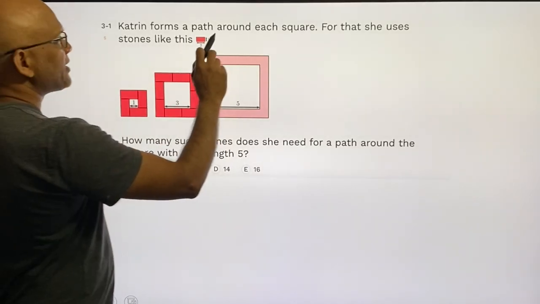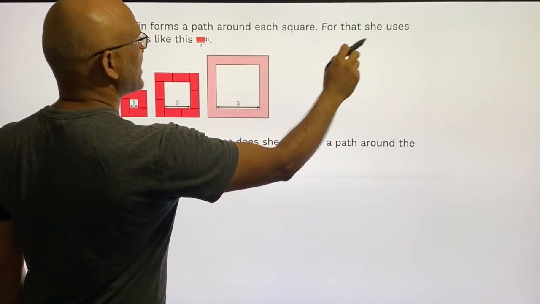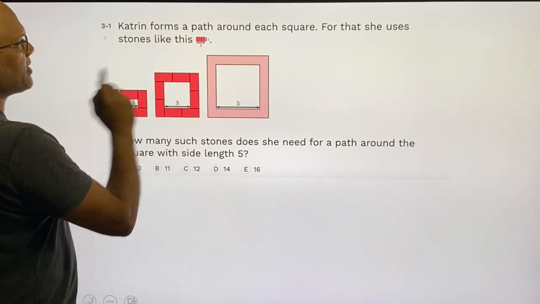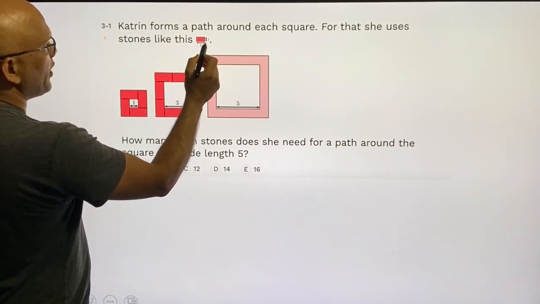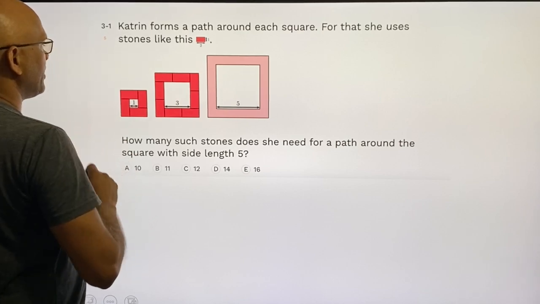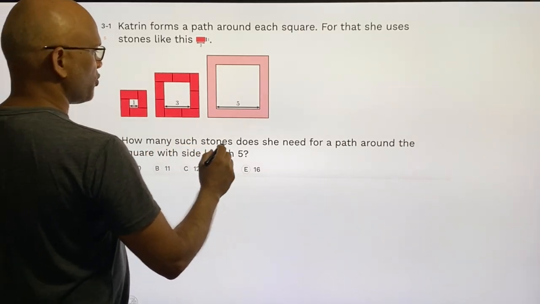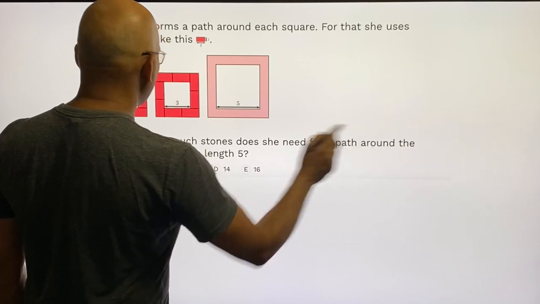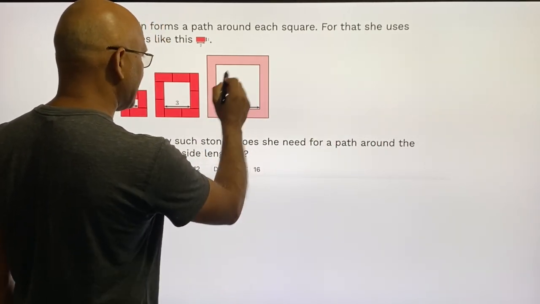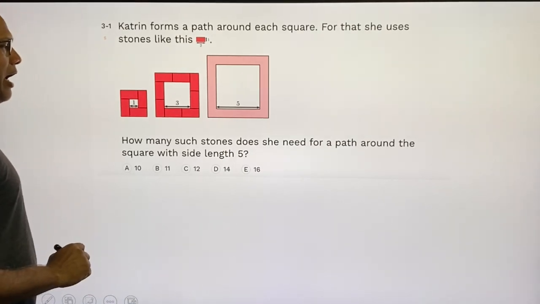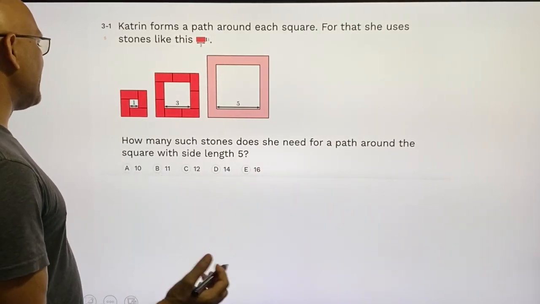Katrin forms a patch around each square. For that, she uses stones like this. So this is a stone which is length of 2 and height of 1. How many such stones does she need for a patch around the square with side length 5? Alright, so for this square, how many bricks are needed?